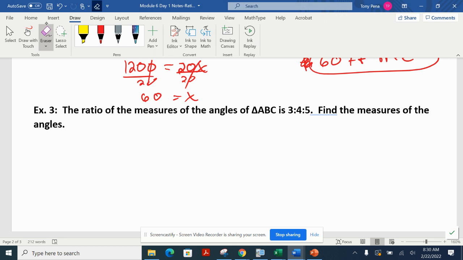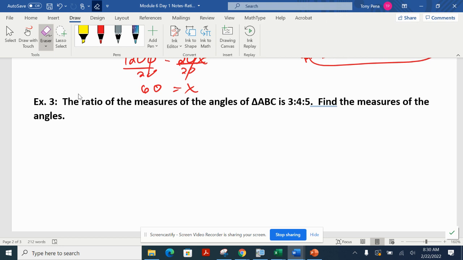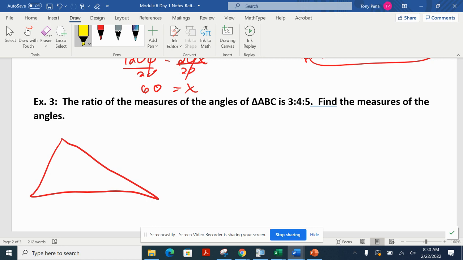All right. Number 3, bringing back a little bit of what we just tested on. It says the ratio of the measures of the angles of triangle ABC is 3 to 4 to 5. Find the measures of each angle. So it just brings back this idea that if we have this triangle, all 3 of these angles must add up to be 180 degrees. This is just giving the relationship between all of them.